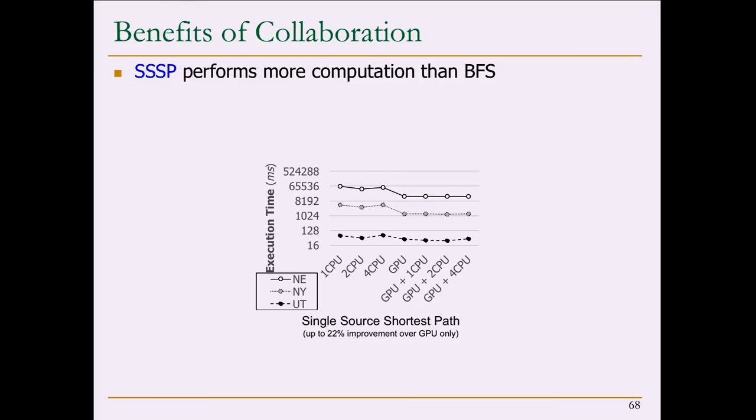Here you can see some results. Actually, these results are not for BFS, they are for SSSP, single source shortest path. It's a very similar algorithm, a little bit more complex, with a little bit more computation, but it's based on the same principles as BFS. For the collaborative approach using GPU plus 2 CPU threads, we obtain up to 22 performance improvement on the AMD Kaveri that we saw previously.